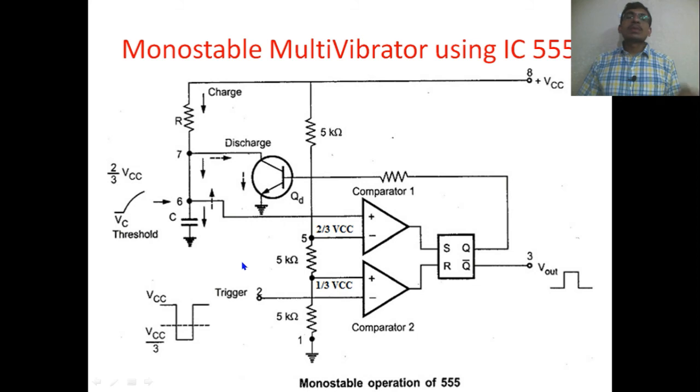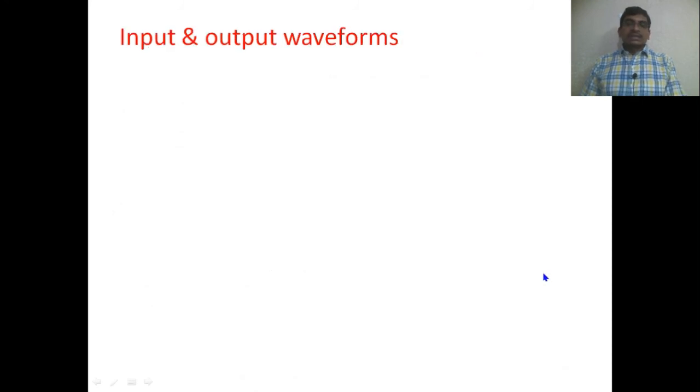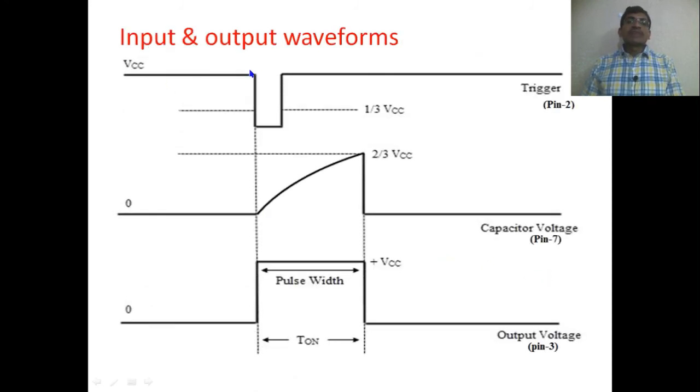So the monostable multivibrator is also called the one-shot multivibrator. Why is it called a one-shot multivibrator? Because whenever we give an external trigger, only then will the operation be done. Whenever we apply the negative trigger, only at that time is it giving the pulse.